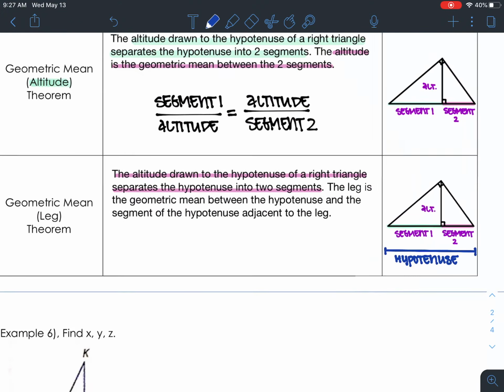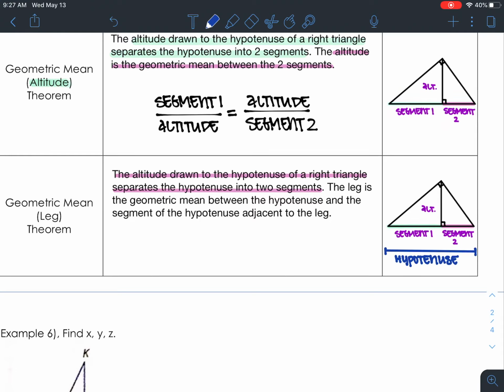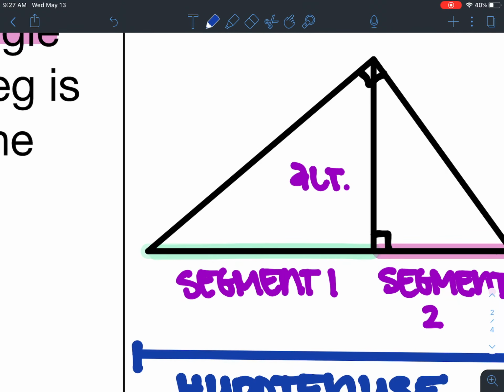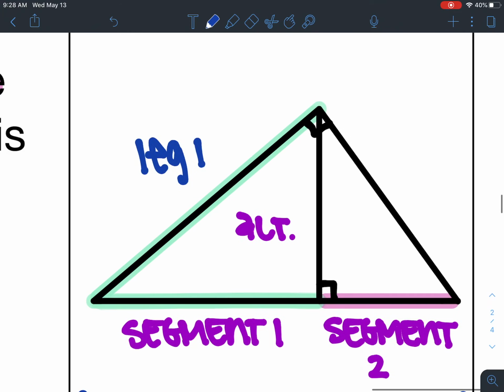Okay. Now, the other two sides of that right triangle are called the legs, and you have two legs. So what I want you to look at is the fact that we labeled this segment right here, segment 1, okay? This segment right here that's right beside it, this is a leg, all right? And because it's adjacent to segment 1, we're going to go ahead and call this leg 1. And when I say it's adjacent, it means that they're touching one another, okay?